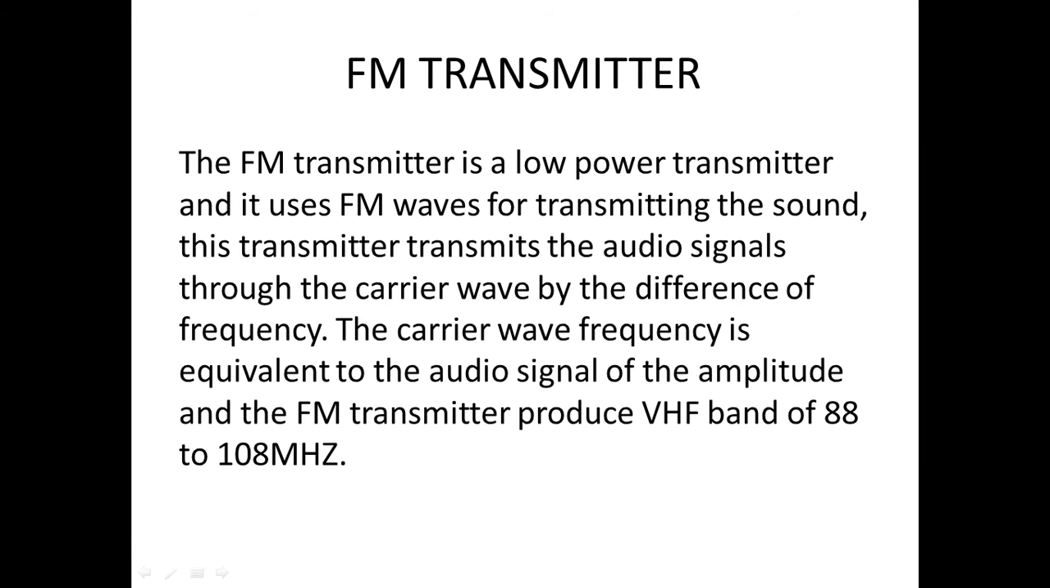FM transmitter. The FM transmitter is a low power transmitter and it uses FM waves for transmitting the sound. The transmitter transmits the audio signal through the carrier wave by the difference of frequency. The carrier wave frequency is equivalent to the audio signal amplitude, and the FM transmitter produces a very high frequency band of 88 to 108 MHz. Now we can see the block diagram of FM transmitters.